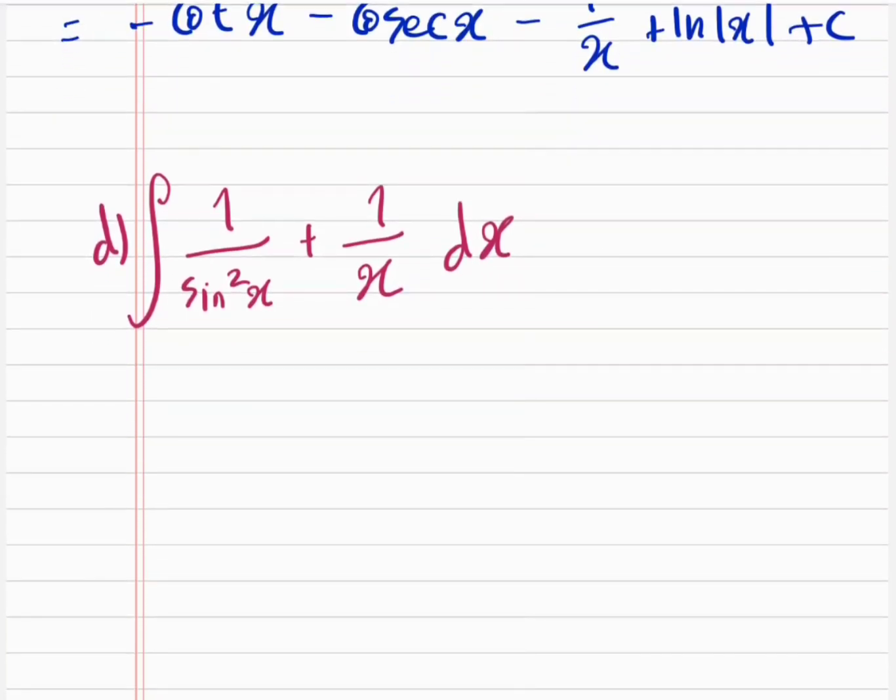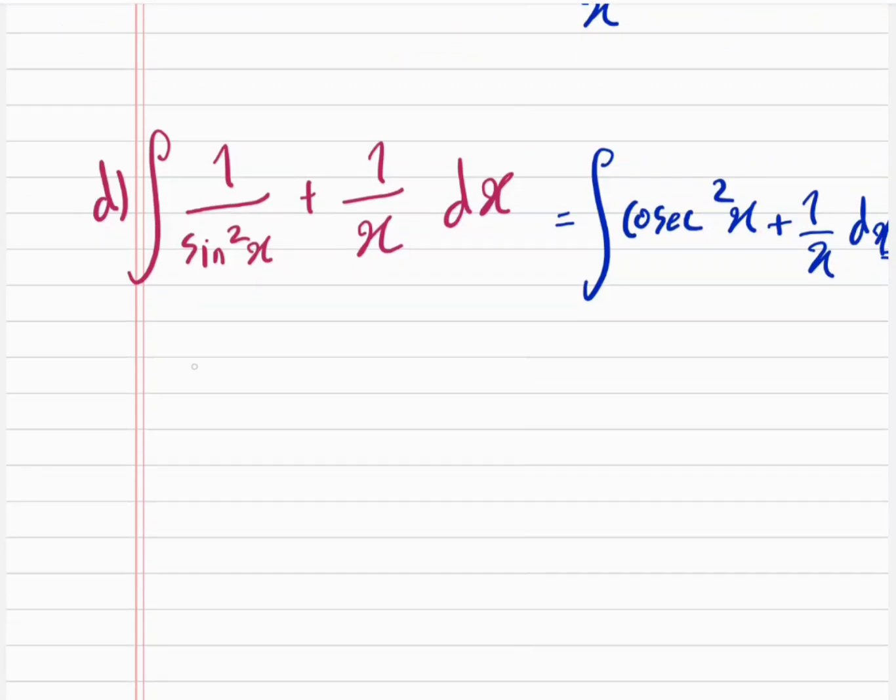Okay, so for part D, it's similar in terms of the approach. So 1 over sine squared x can be written as cosec squared x, as we discussed, but let's just keep this as 1 over x. And as we said, cosec squared x integrates to minus cot x, and then 1 over x integrates to ln x.